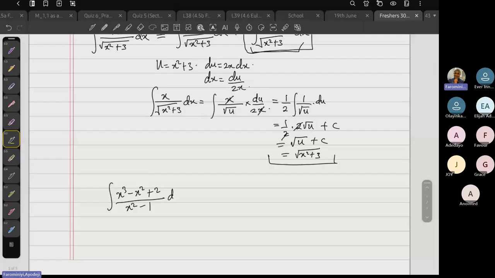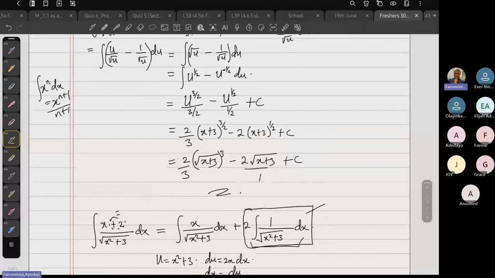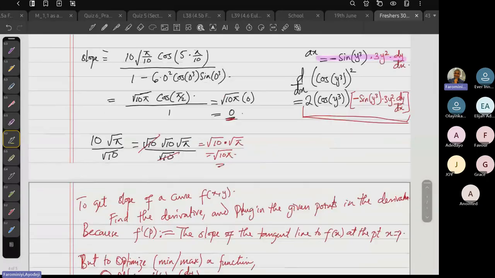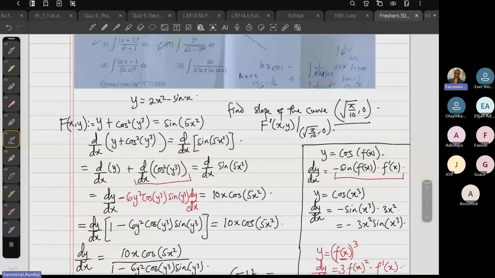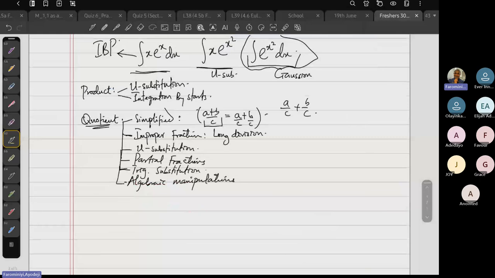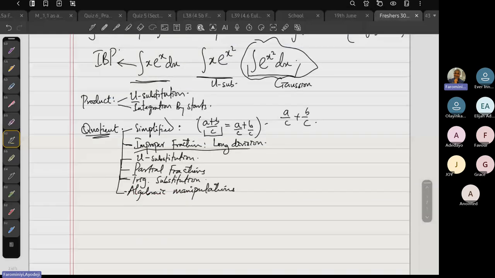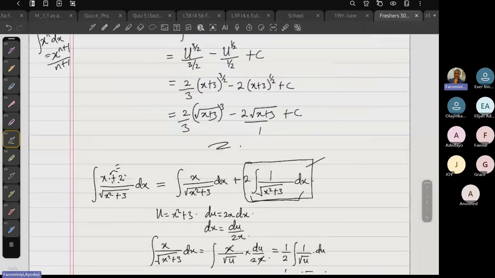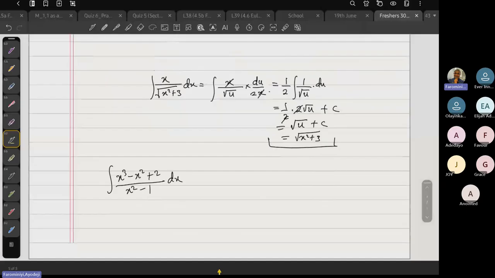So yes. You remember I said when you have a fraction and you have an improper fraction, you have to do long division. Yeah, improper fraction, you have to do long division. So this is definitely a case of what you have here.